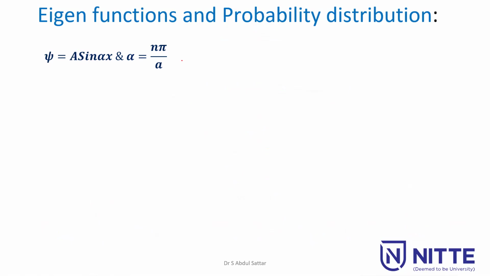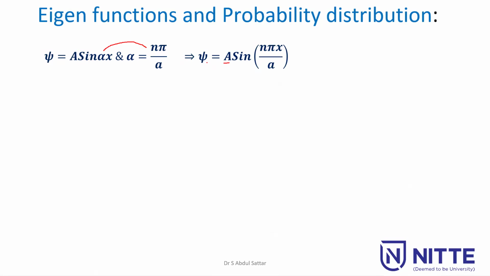So to find this wave function, we already found psi equal to A sin alpha x, and alpha equal to n pi by a. So now psi equal to A sin alpha replaced with n pi by a. Therefore, psi equal to A sin n pi x by a. But here we don't know the value of A. If we get the value of A, then we will get the complete wave function.